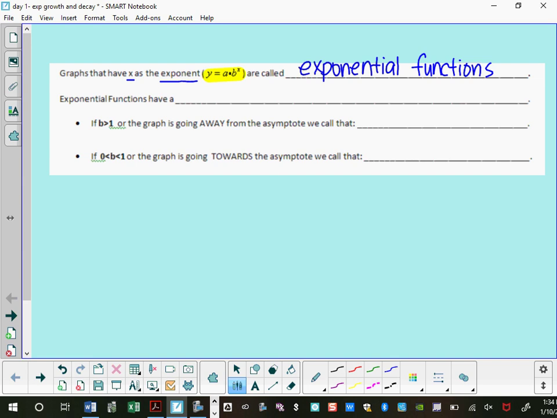Exponential functions have a horizontal asymptote. Have you guys seen the word asymptote before? Okay, we'll talk about what an asymptote is.